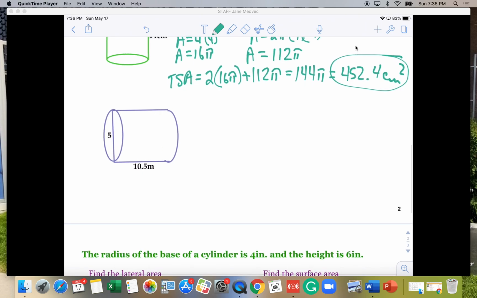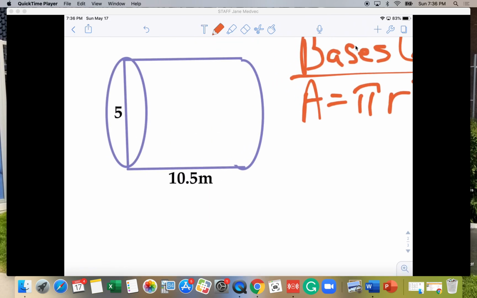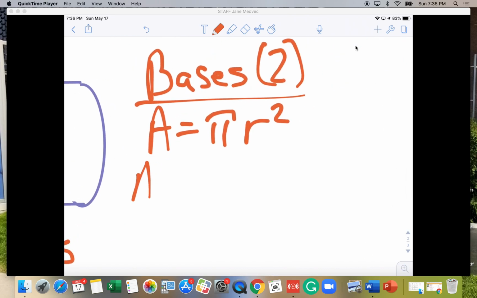Let's go ahead and look at this next problem. Again, we're going to do the bases, and there's 2 of those. Area equals pi r squared. Now, what makes this problem different is you're going to notice that I don't have the radius, I have the diameter. So the radius is going to give me 5 divided by 2, which is 2.5. Make sure that you show that and not just plug it into the equation. Make sure you show that when you do that.